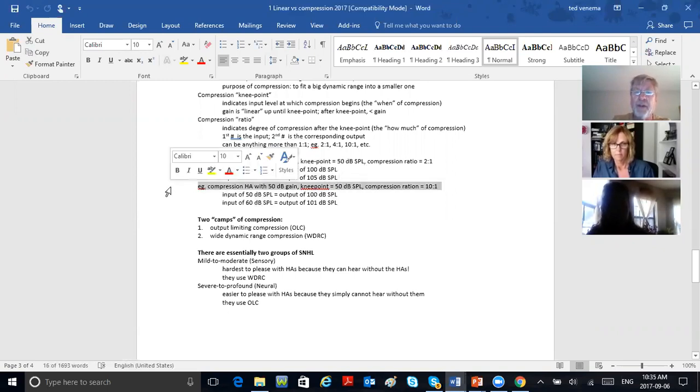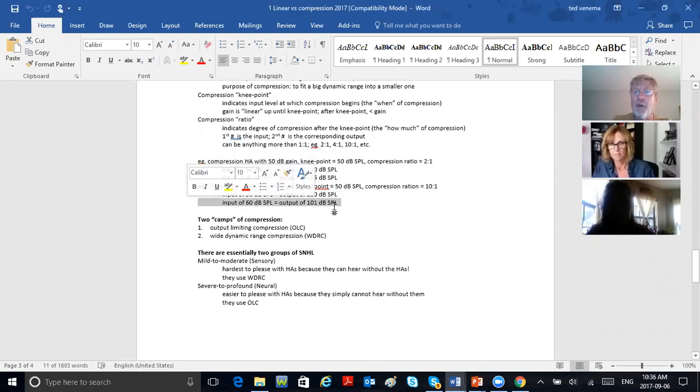Another example, a hearing aid compression knee with 50 dB of gain, knee point at 50 dB SPL, again, ratio, here I said ration, yeah, nice Ted. Anyway, ratio 10-to-1. Input of 50 is going to be an output of 100, just like it was in the previous one. But now when I go up by 10, my output only increased by 1. That's a compression ratio of 10-to-1.